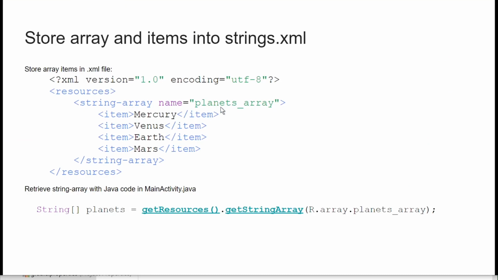You'll make a string-array tag, and then give it a name, and then put in your items. You can see that this is items 0, 1, 2, and 3. Just like in an array, you start indexing at 0. And then to access it, you create a string array, or an array of strings, call it whatever you'd like. Get resources. The method is getStringArray, and you pass it the name, and it goes and grabs these 4 and puts them into an array starting at 0, 1, 2, and 3.